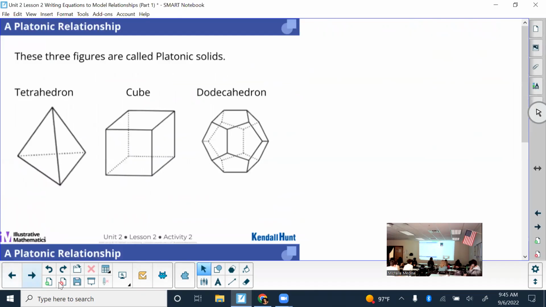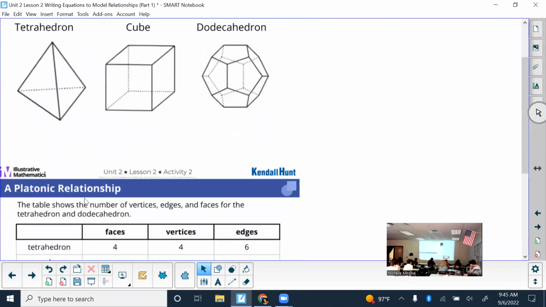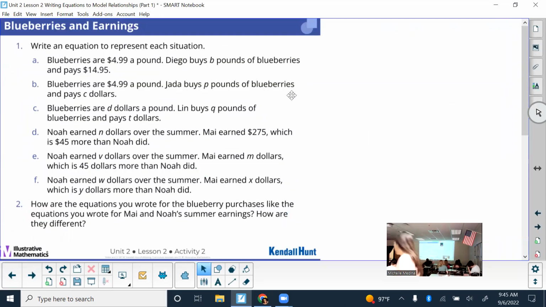So we're going to skip this part. We're going to go straight into the blueberries and earnings. Now, the note sheets you notice are different. We're going to try these ones and see if they're better for us. I have not been making them, I don't have time to, but I've been using what other teachers make. Sometimes they work really great, sometimes they don't, and we'll make adjustments.